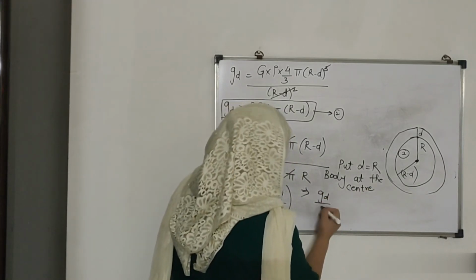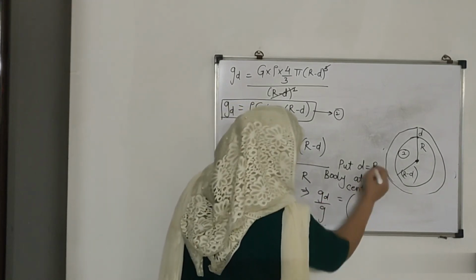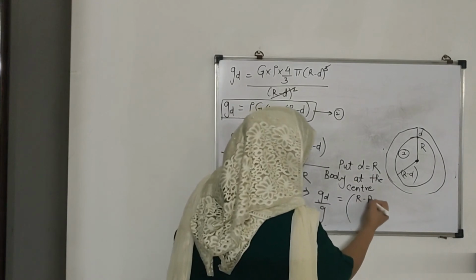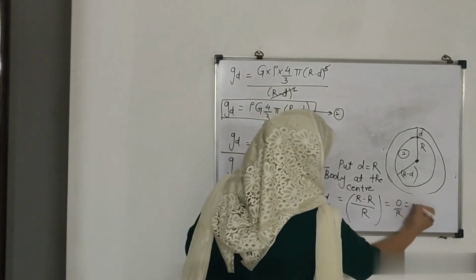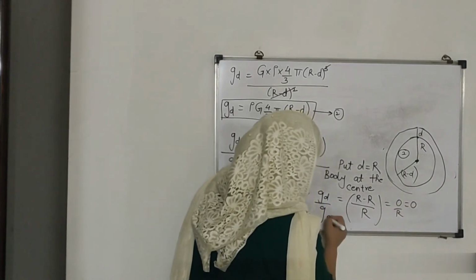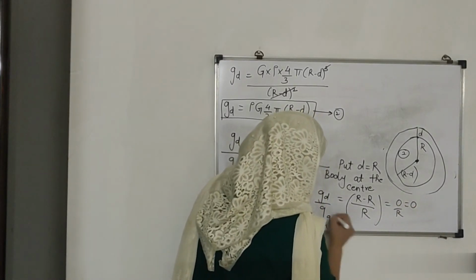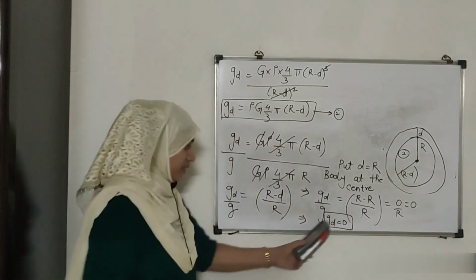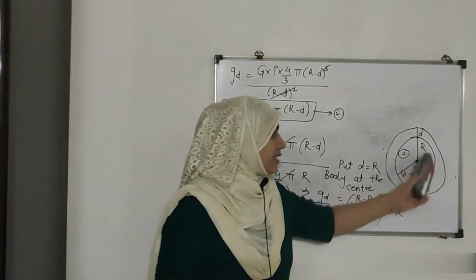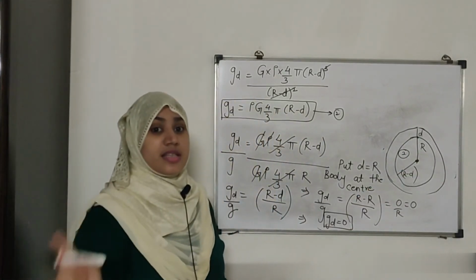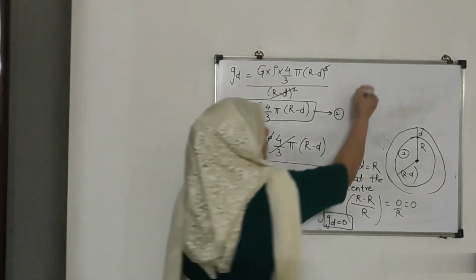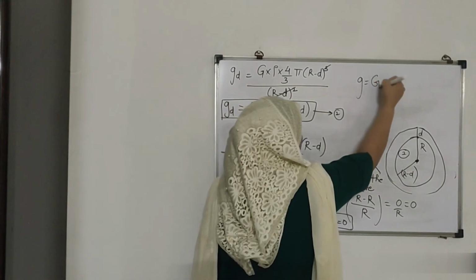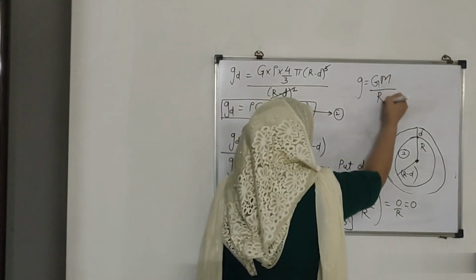g_d upon g is equal to (R minus R) upon R. Okay, so 0 upon R becomes 0. That means my g_d becomes 0. That means the gravitational force at the center of the earth is 0. Okay, now see, when we look at this formula, g is equal to GM upon R squared.